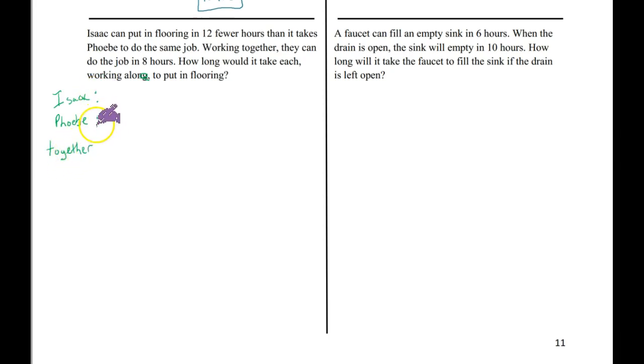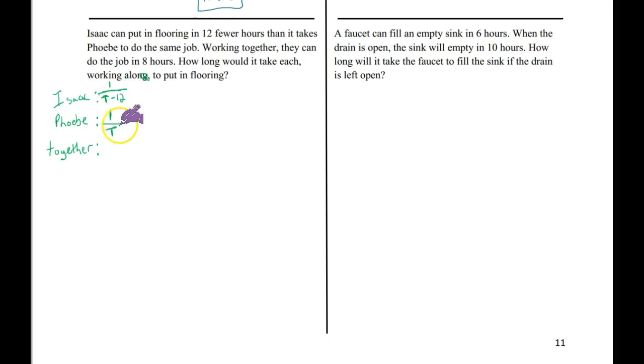So the question is, what's the variable? I know that Isaac can put in the flooring in 12 fewer hours than it takes Phoebe to do the job. I don't know anything about how long it takes Phoebe to do the job. So that's the variable, is Phoebe can complete the task, one task, in I don't know how much time. But I know something about Isaac. So Isaac can do it in 12 fewer hours than it takes Phoebe. So whatever her time is, I want 12 fewer hours.